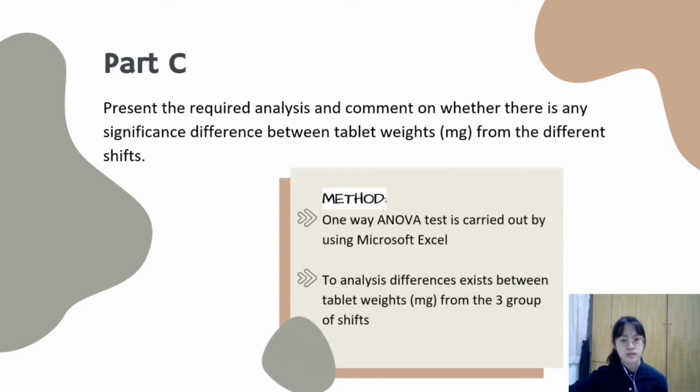So the method used is the one-way ANOVA test, which is carried out using Microsoft Excel. This is because the ANOVA test is used to analyze the difference between the means of more than 2 groups, which in our case there are 3 groups in total, which are morning, evening, and night shift.